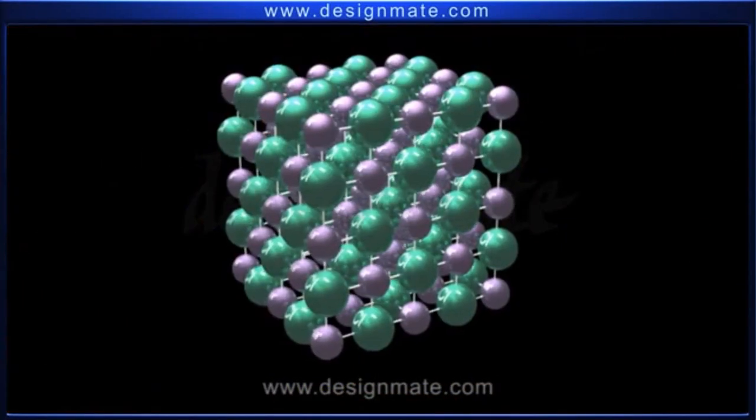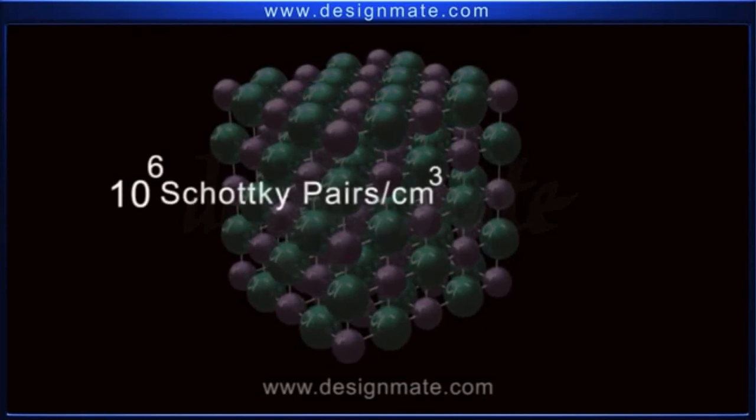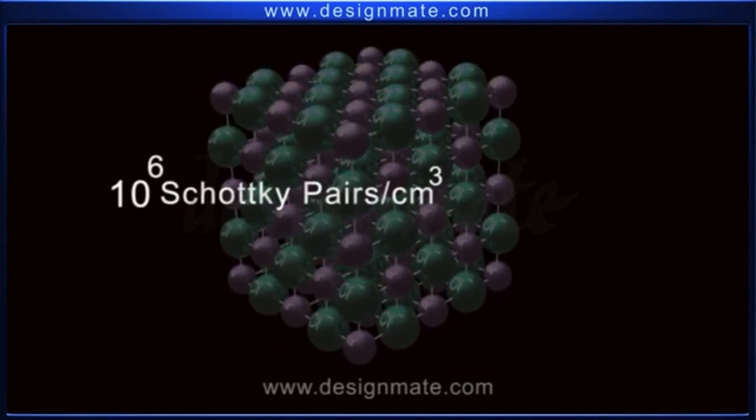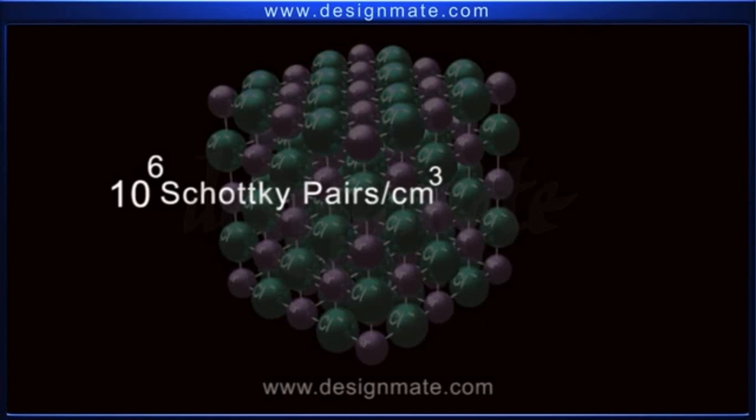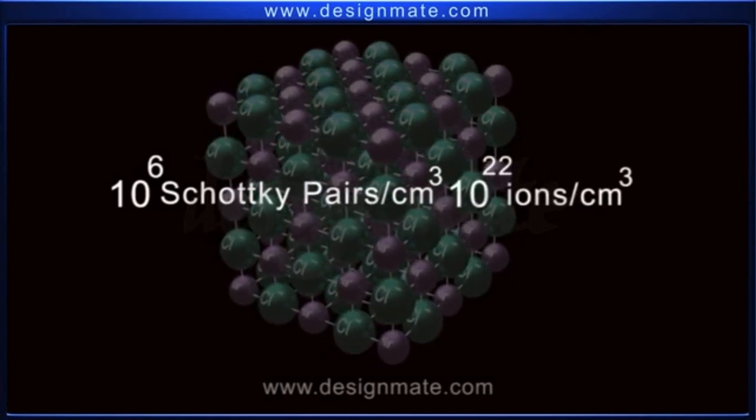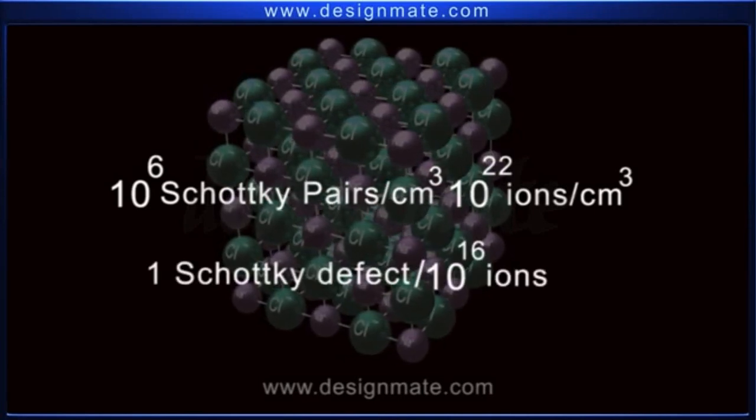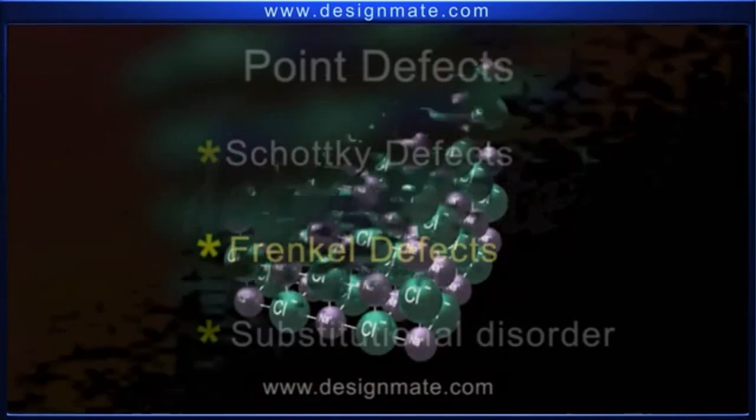In sodium chloride crystal, there are about 10⁶ Schottky pairs per cubic centimeter at room temperature. In 1 cubic centimeter volume, there are about 10²² ions. Therefore, there is one Schottky defect per 10¹⁶ ions.